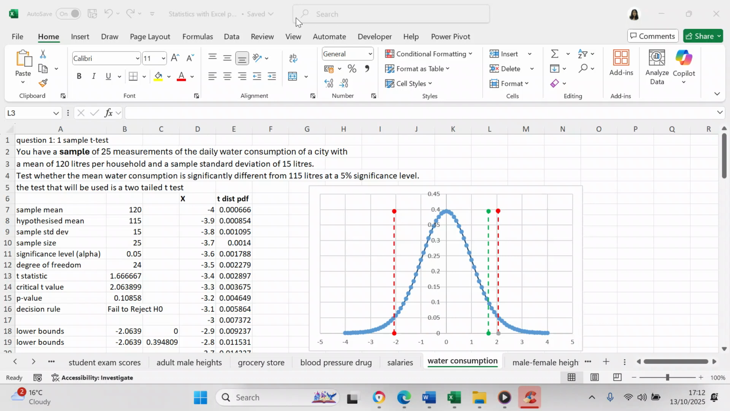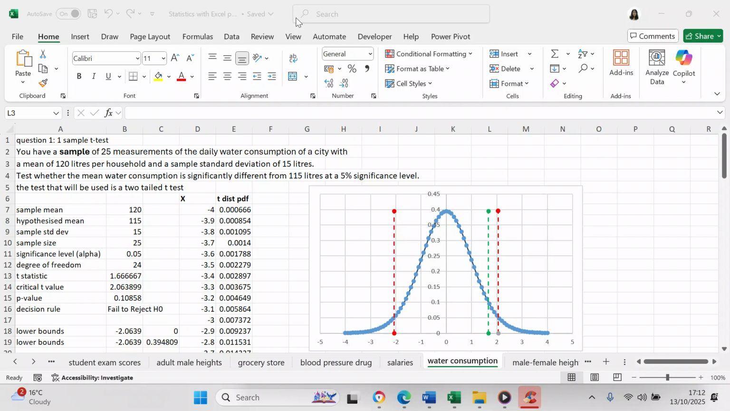And so what we're going to do is a hypothesis test in Excel, and then we're going to actually visualize it. So we're going to do a one sample t-test. You have a sample of 25 measurements of the daily water consumption of a city with a mean of 120 liters per household and a sample standard deviation of 15 liters. Test whether the mean water consumption is significantly different from 115 liters at 5% significance level.